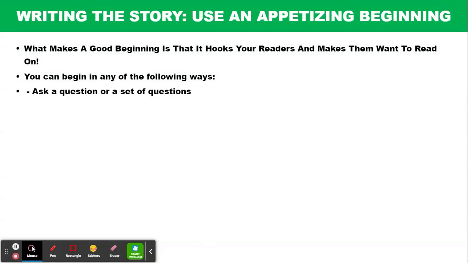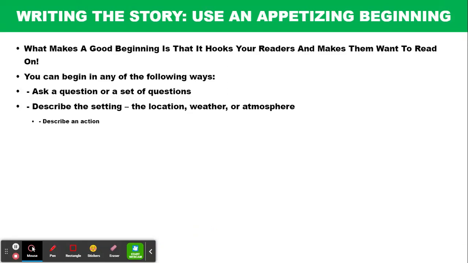For example, you can begin by asking a question or a set of questions. They are called rhetorical questions. You can use the rhetorical question beginning or method in beginning your story. Or you may begin by describing the setting, that's the location. You may describe the location, the weather, or the atmosphere, okay? Or you may begin by describing an action.